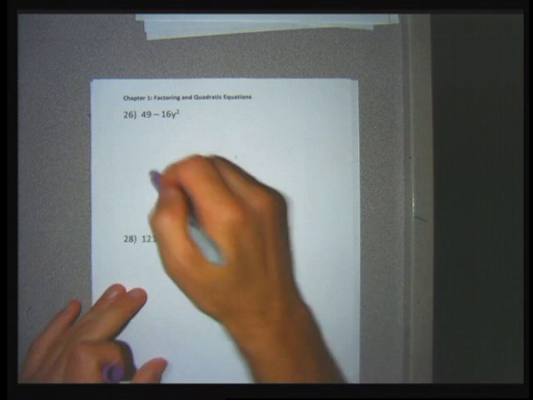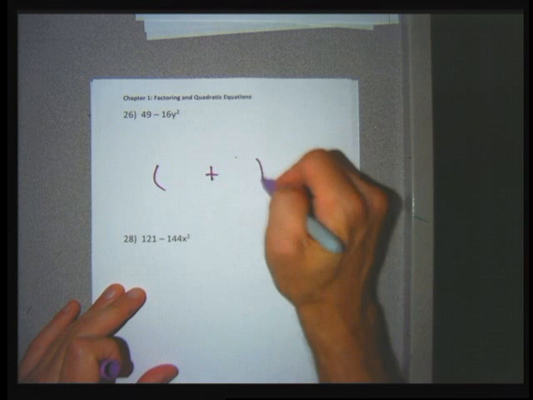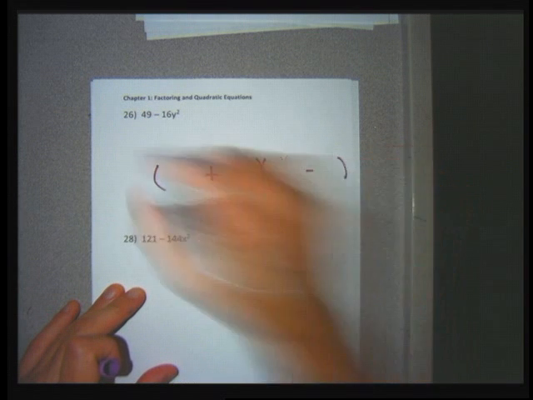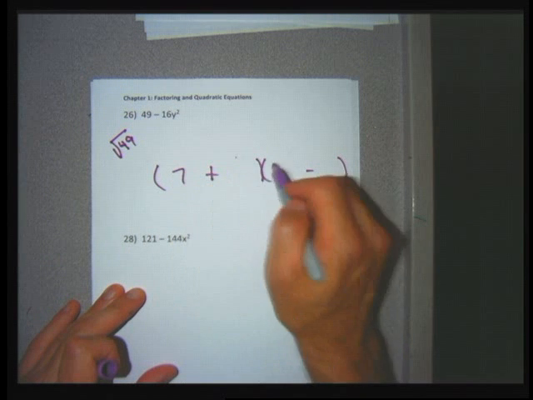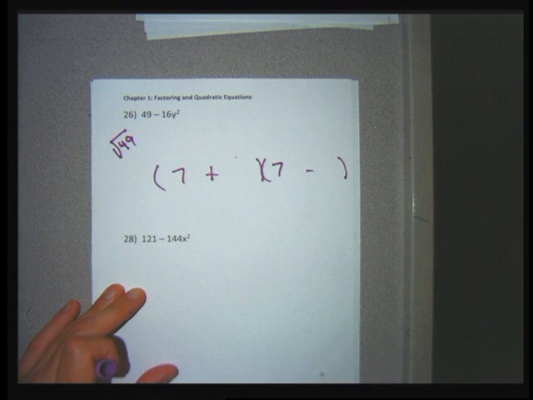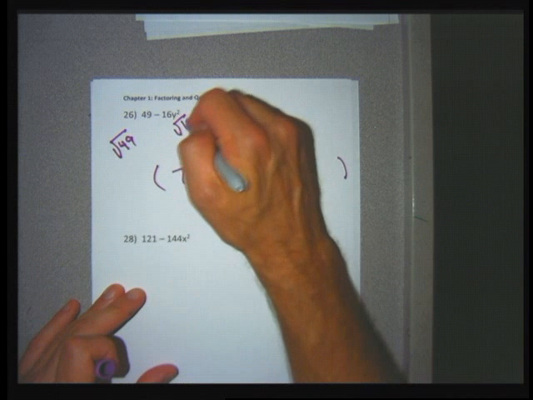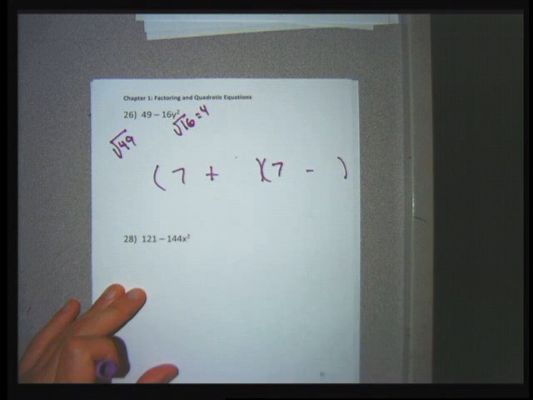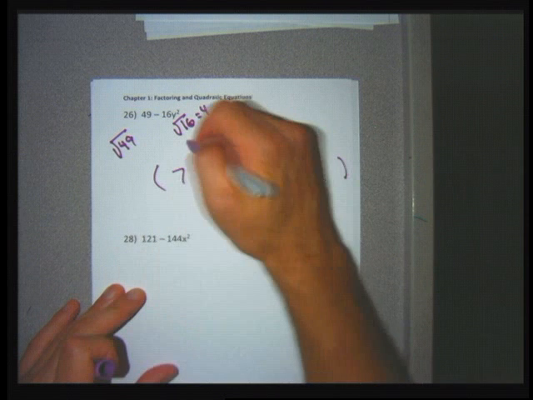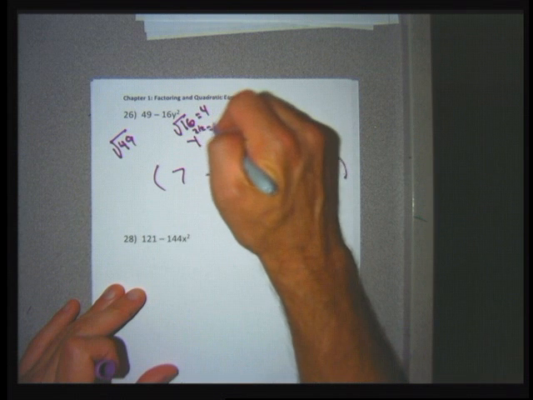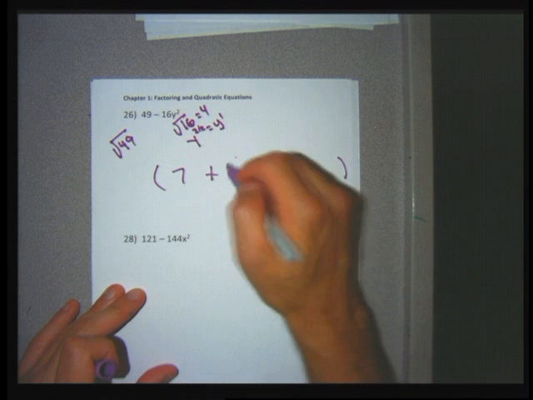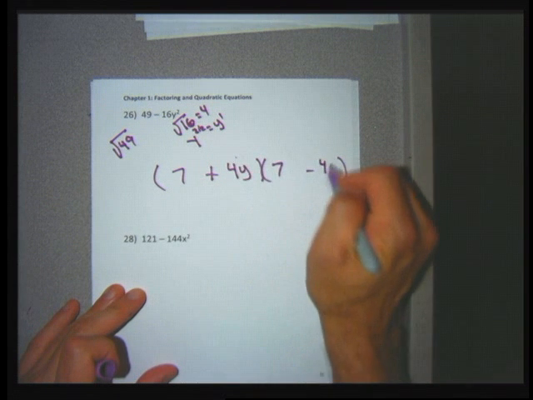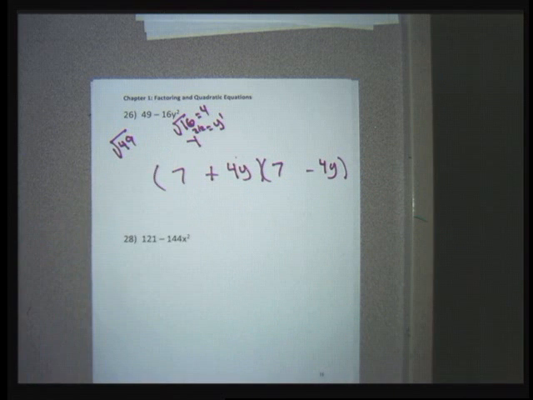So for 26, I'm going to get two essentially identical parentheses, one with a plus sign, one with a minus sign. The 49 comes first. The square root of 49, which is 7, needs to go in the first position. The 16y squared comes second. The square root of 16, which is 4, is going to go in the last position. And I divide the exponent of the y by 2 and get y to the first power, which is also going to go along with the 4. So my lasts are going to be positive and negative 4y. Usually, for differences of squares, I can just write the answer down without showing any work.